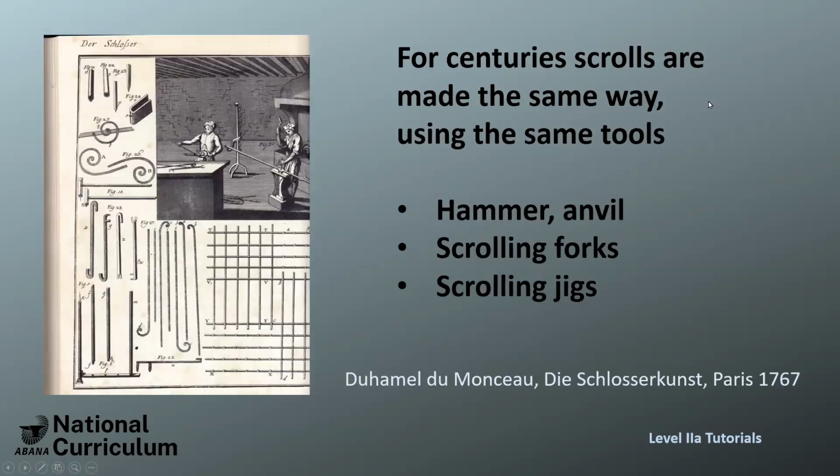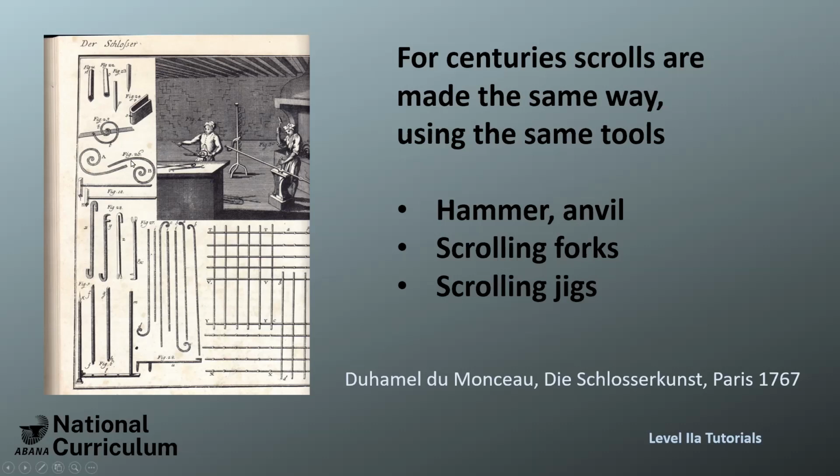Let's go a little back in history. For centuries, scrolls have been made the same way, and even been made using the same tools. I got this picture out of a reprint of an old book that was first published in Paris, 1767. And you see the scroll here, looks pretty much like the one that I had on the last page. And you see scrolling forks like this guy here. It looks pretty much like the one that we teach.